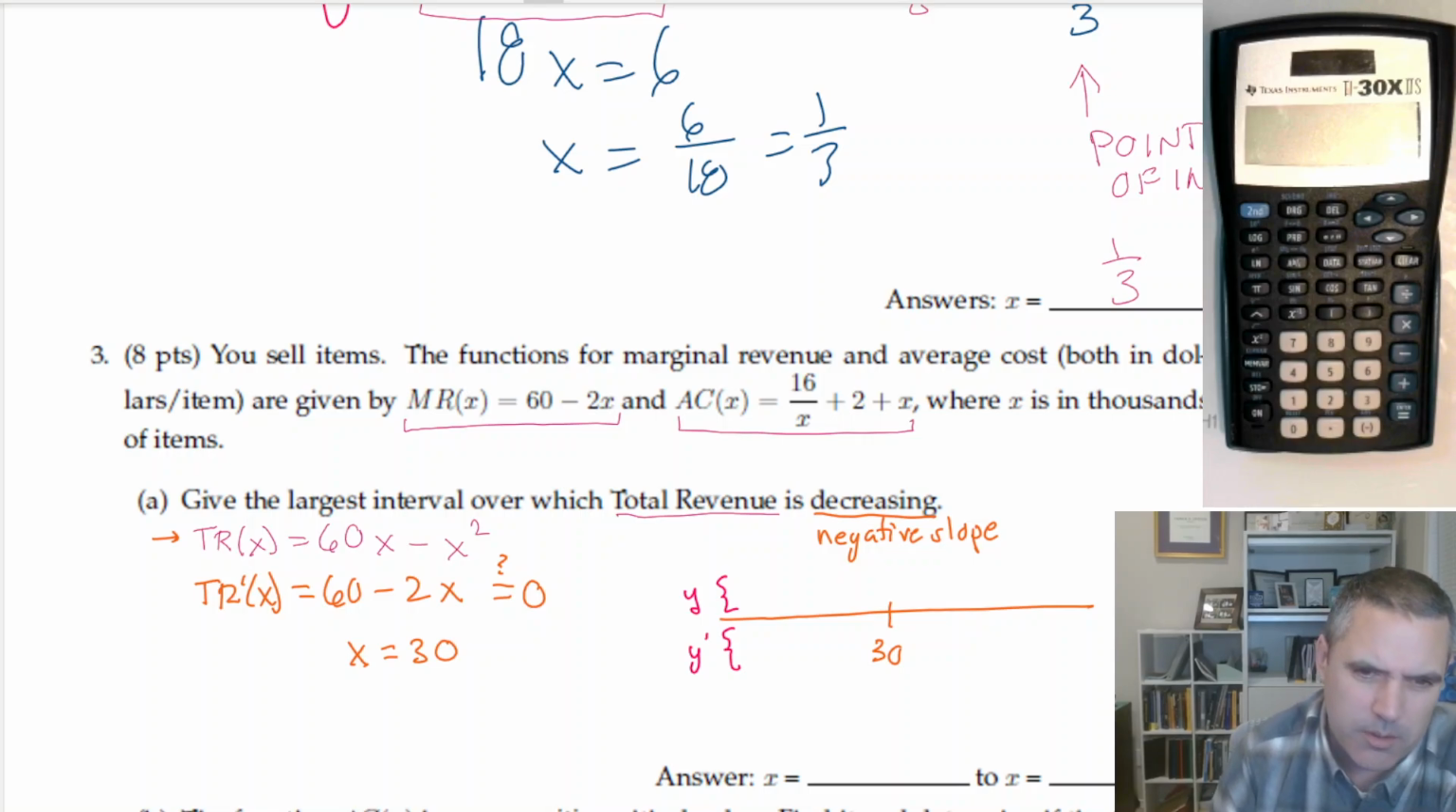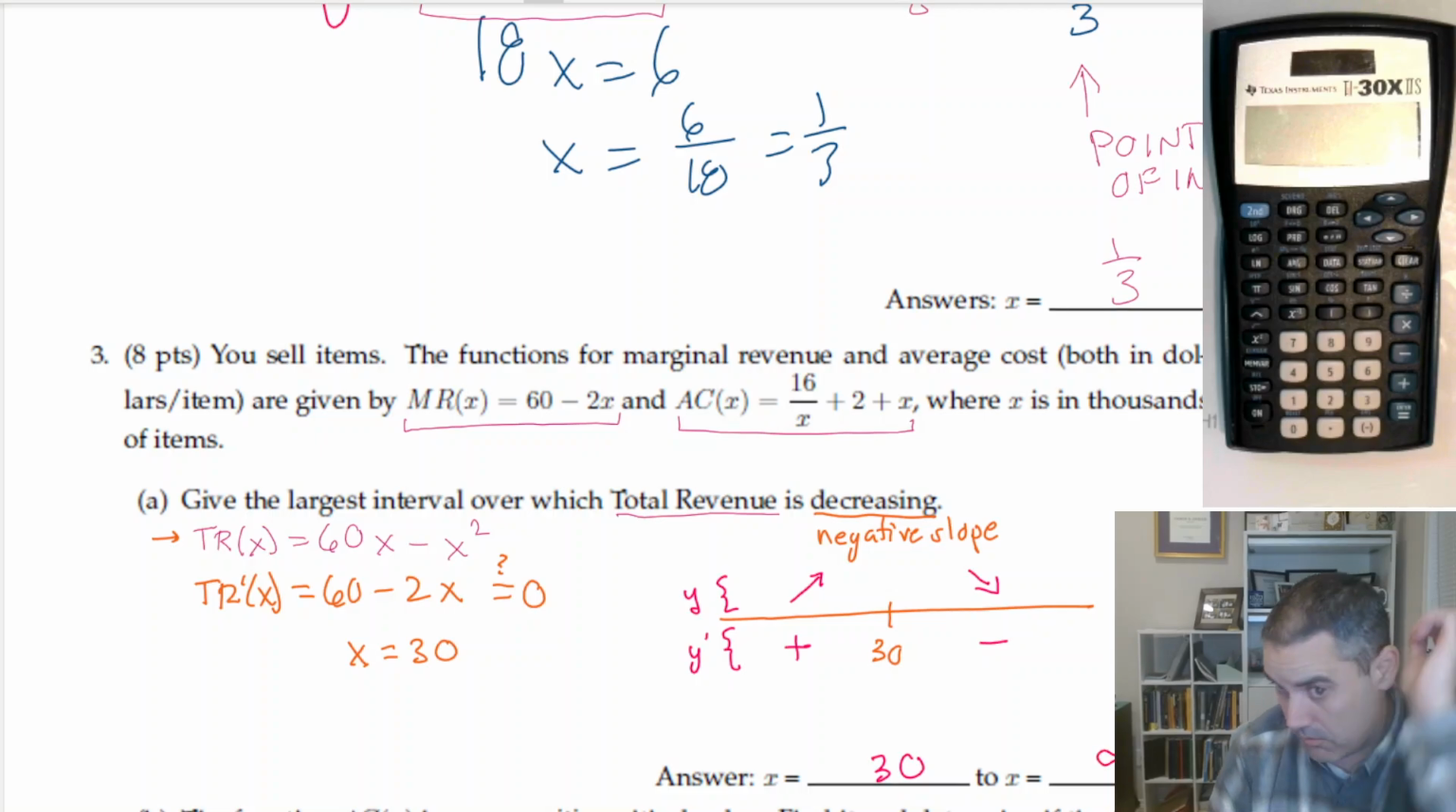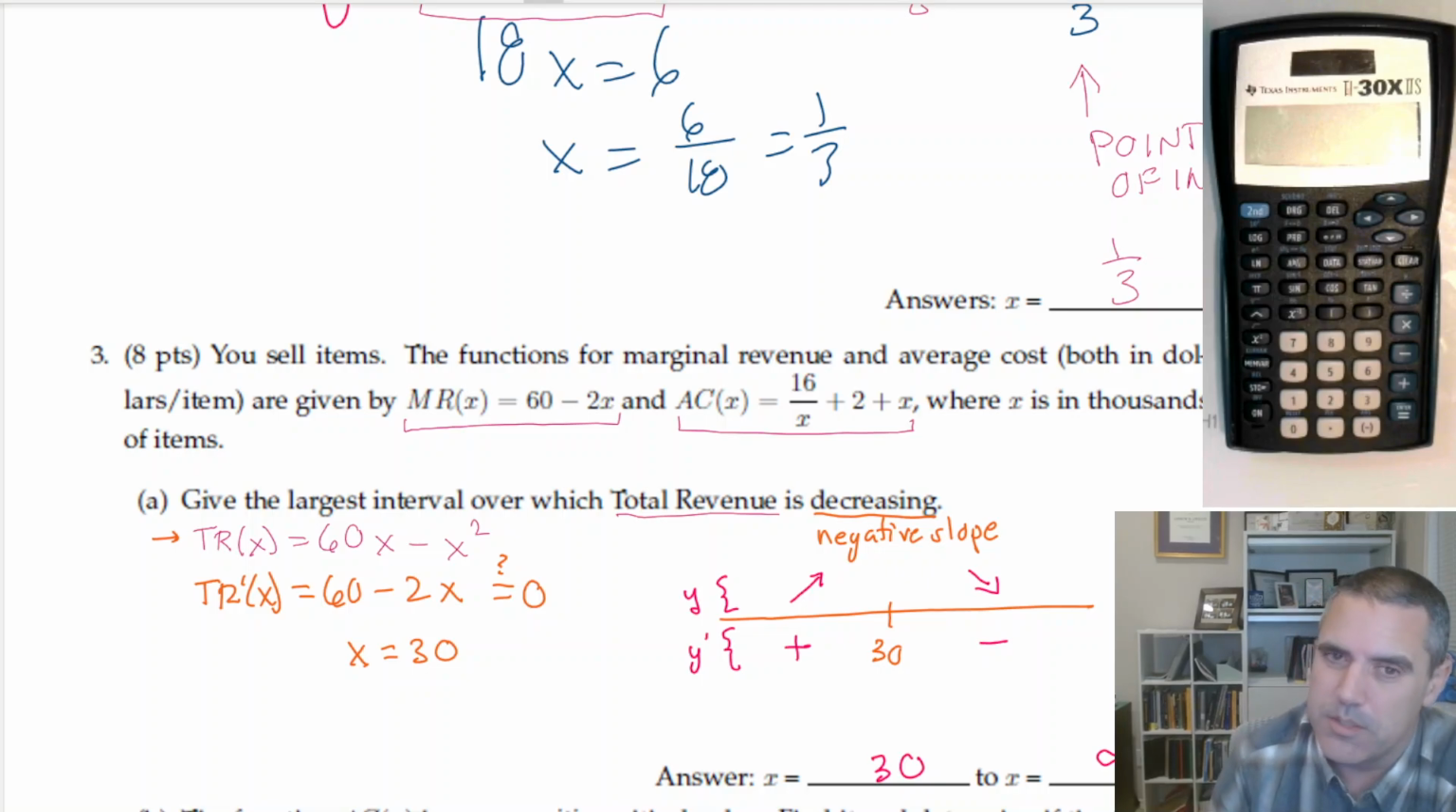Okay, so you plug in a number less than 30, you get a positive, like for example, we put 0, and that means you're uphill. You plug in a number bigger than 30, it's negative, it means you're downhill. So you're decreasing when you're bigger than 30. So what's happening is students are setting the wrong thing equal to 0. They're grabbing the wrong function.